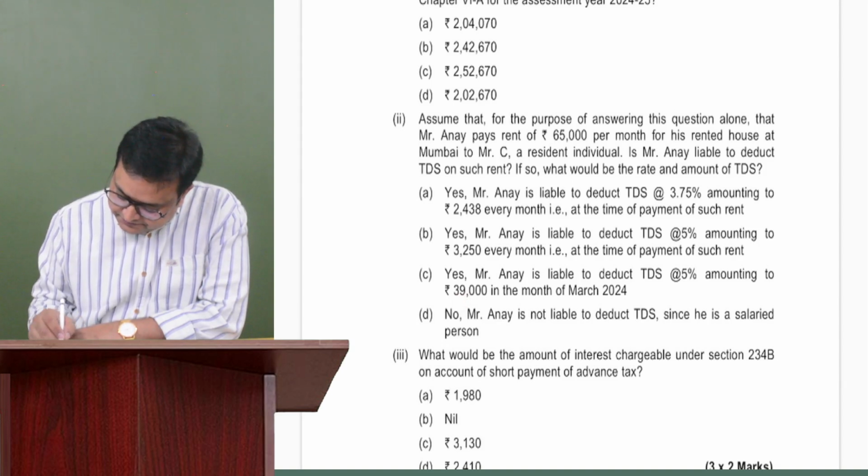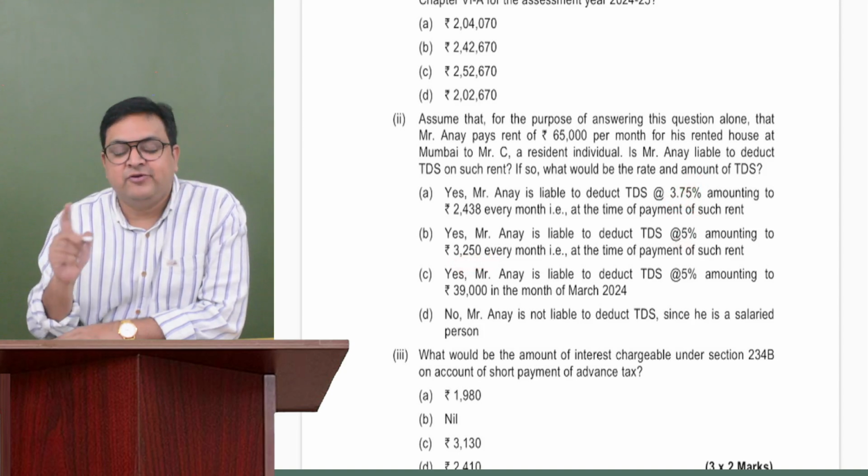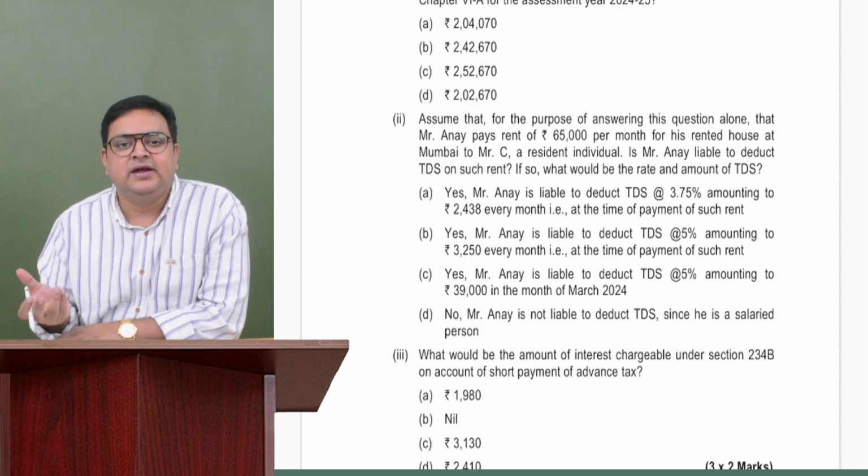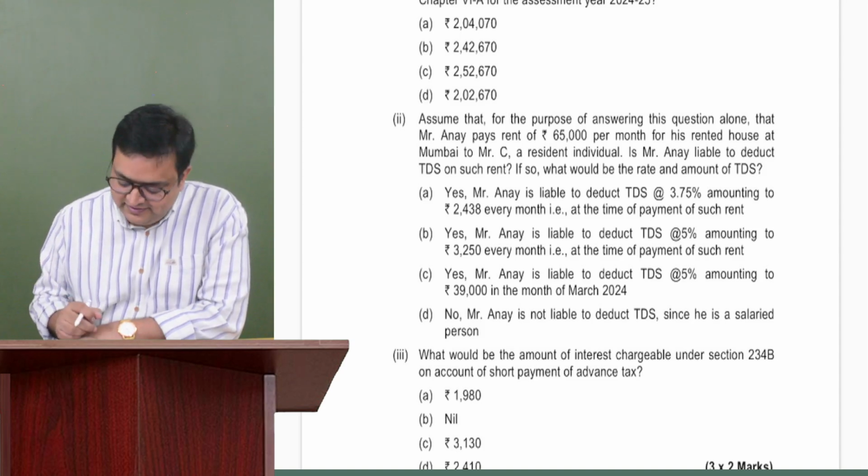5% every month, no. In 194IB we don't deduct every month, we deduct at the end of the year or the last month of tenancy, right?